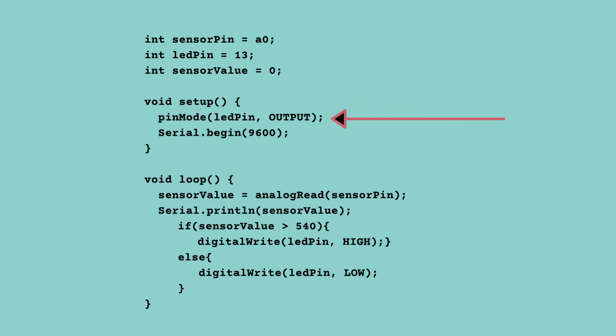Pin mode is a term that the IDE already understands. It basically tells the Arduino what a pin is going to be used for. Here we are telling it that the LED pin, which you recall is number 13, is going to be used as an output.